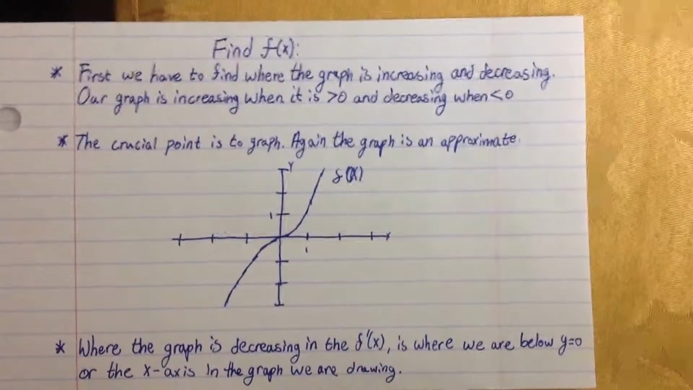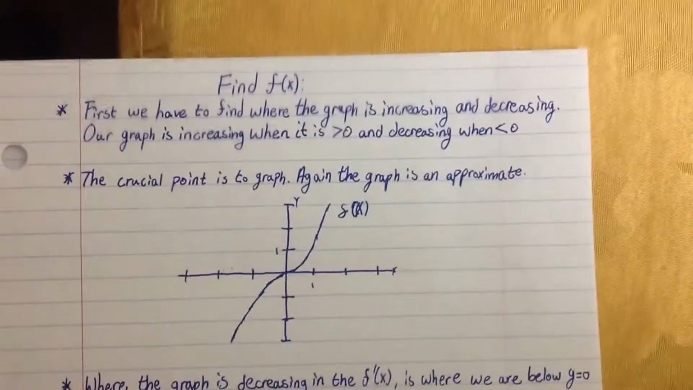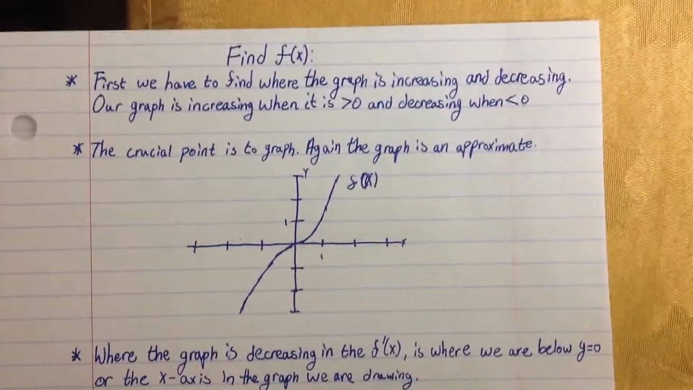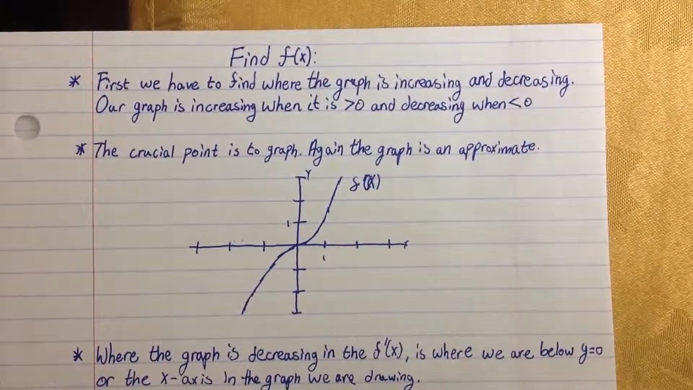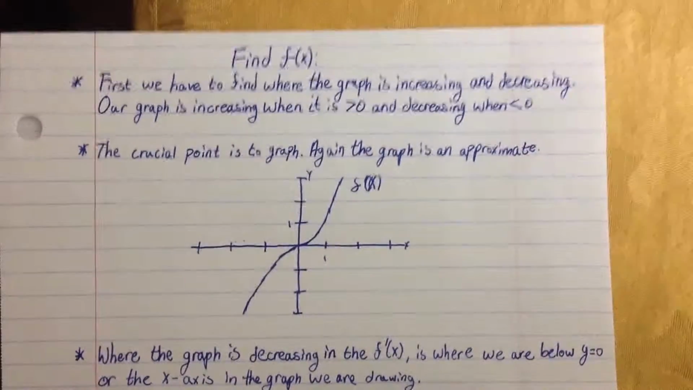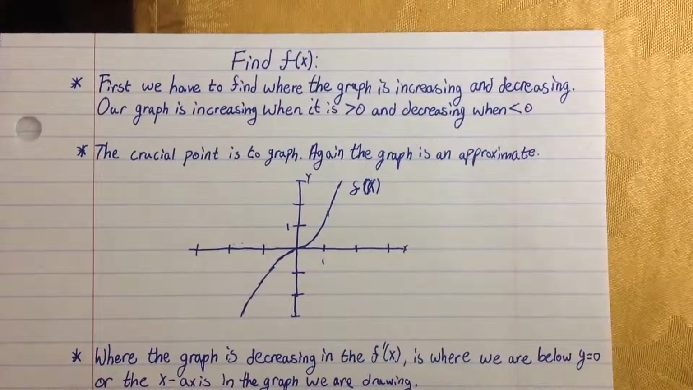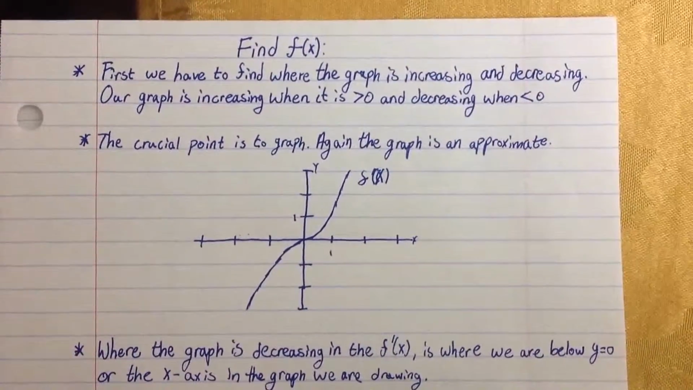So now we're going to look at the harder one. We were given the graph of f prime of x. Now we have to find the graph of f of x. So first thing we need to do is find where the graph is increasing and decreasing.